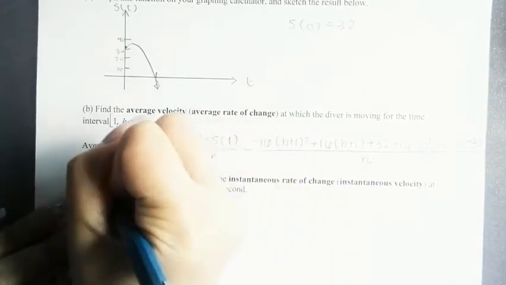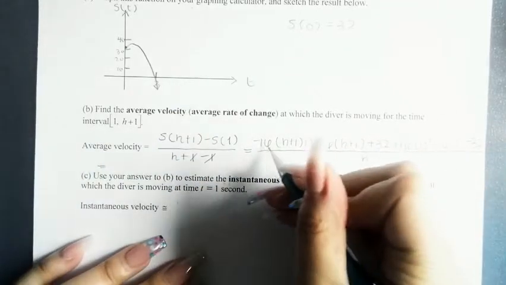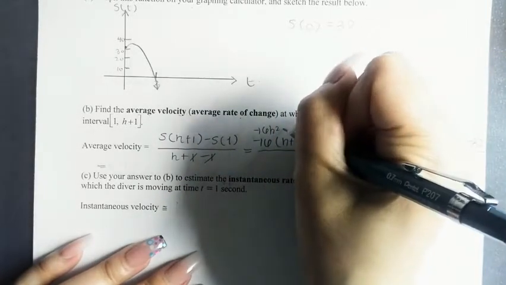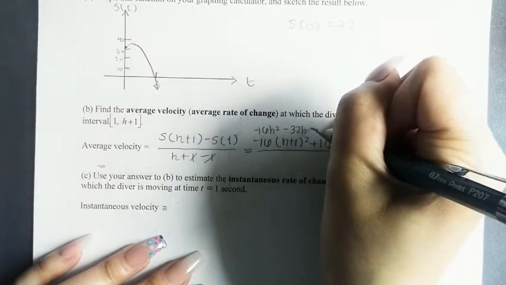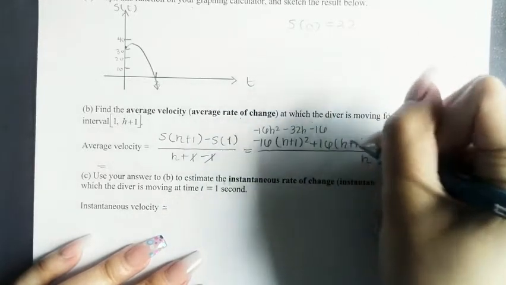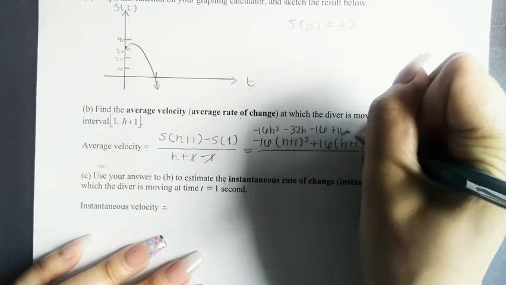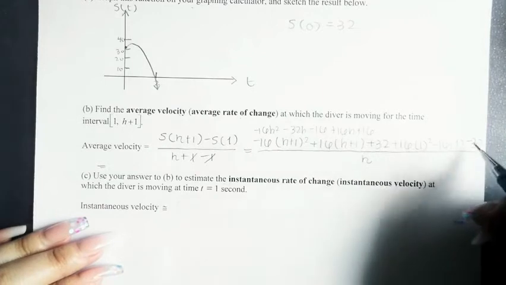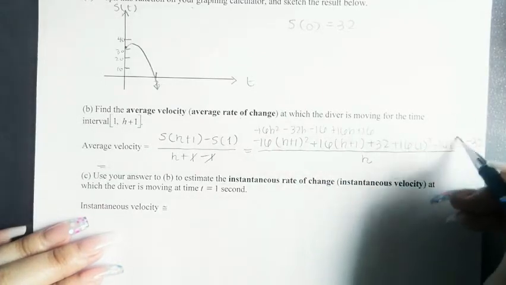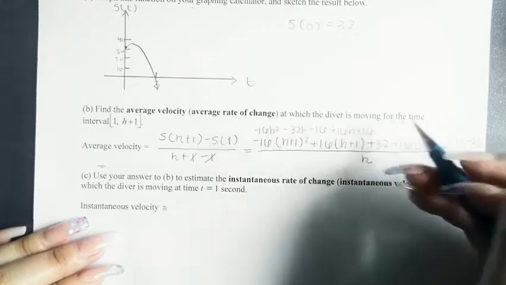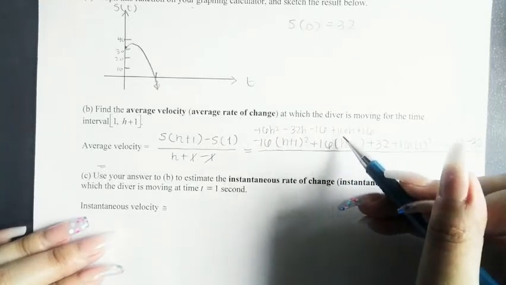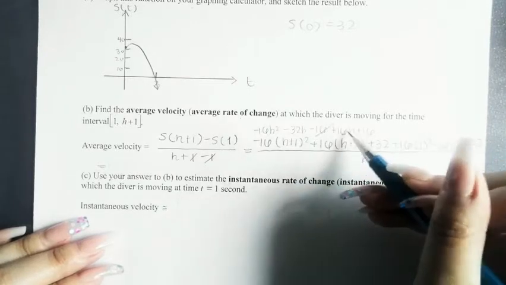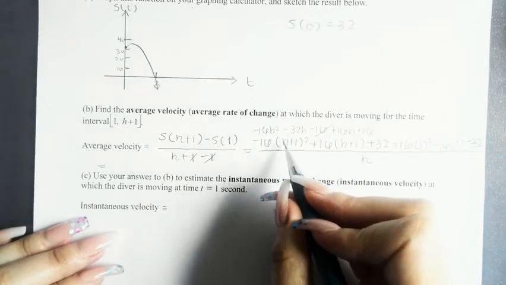So let's take a look at what we have here. When we expand this, it's going to be negative 16h squared minus 32h minus 16. This one over here is going to be plus 16h plus 16, and the rest stays the same. So you have a bunch of things that cancel. This cancels with the 1 over here. The 16h will combine. This 16 cancels with this one, and this one combines with this one.